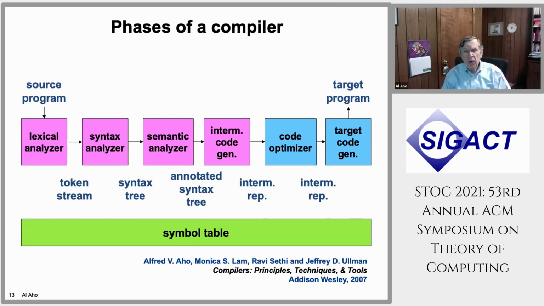Optimizing compilers will have an extensive code optimization phase where they apply scores of transformations to the intermediate representation in an attempt to make it easier to generate better target code from the intermediate representation. After the code optimizer has done its job, it feeds the intermediate representation to a target code generator that produces the target program that we wanted. And all of these phases get coordinated by a symbol table that keeps track of information collected by the phases and used by the phases.